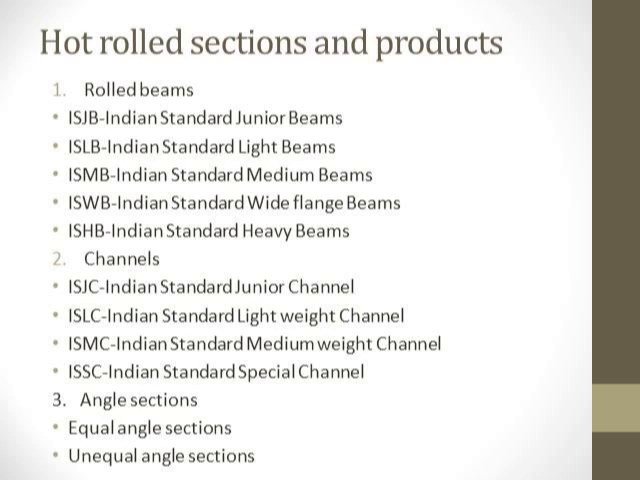In the rolled sections, for rolled beams we have ISJB, ISLB, MB, ISWB, and HB. The abbreviations have been given here. You can just go through them. ISJB is the junior beam, LB is the light beam, then medium beams, wide flange beams, and heavy beams. And in Indian industry, mostly medium beams are being used. Channels are also there. I have listed them: ISJC, ISLC, ISMC, and ISSC. And coming to the angle sections, there are two different types, as mentioned: equal angle sections and unequal angle sections.